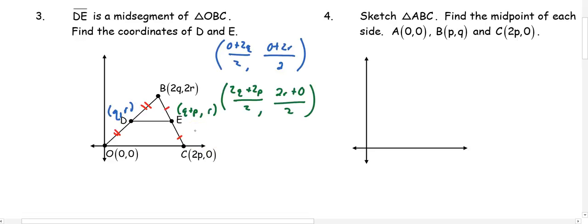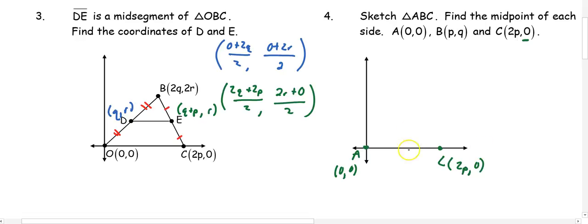have the same coordinates. Number 4, sketch triangle ABC and find the midpoints of each side. So we have A at 0, 0. We have C at 2p comma 0. Now we don't really know where that is, but we know it does have to be on the x-axis because 0 is the y coordinate.